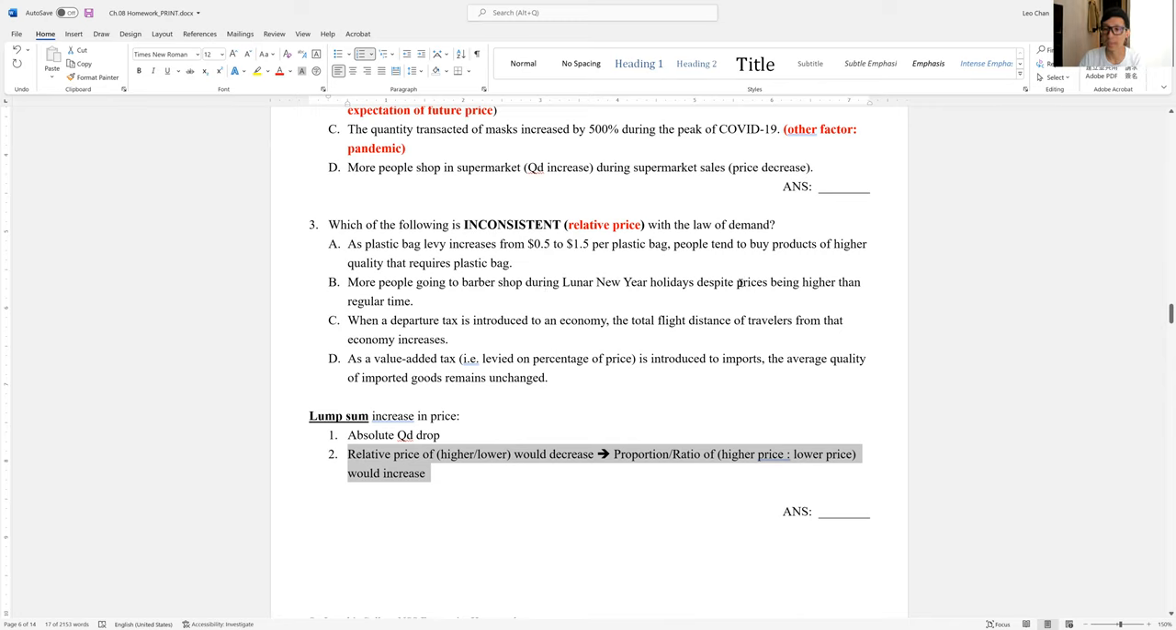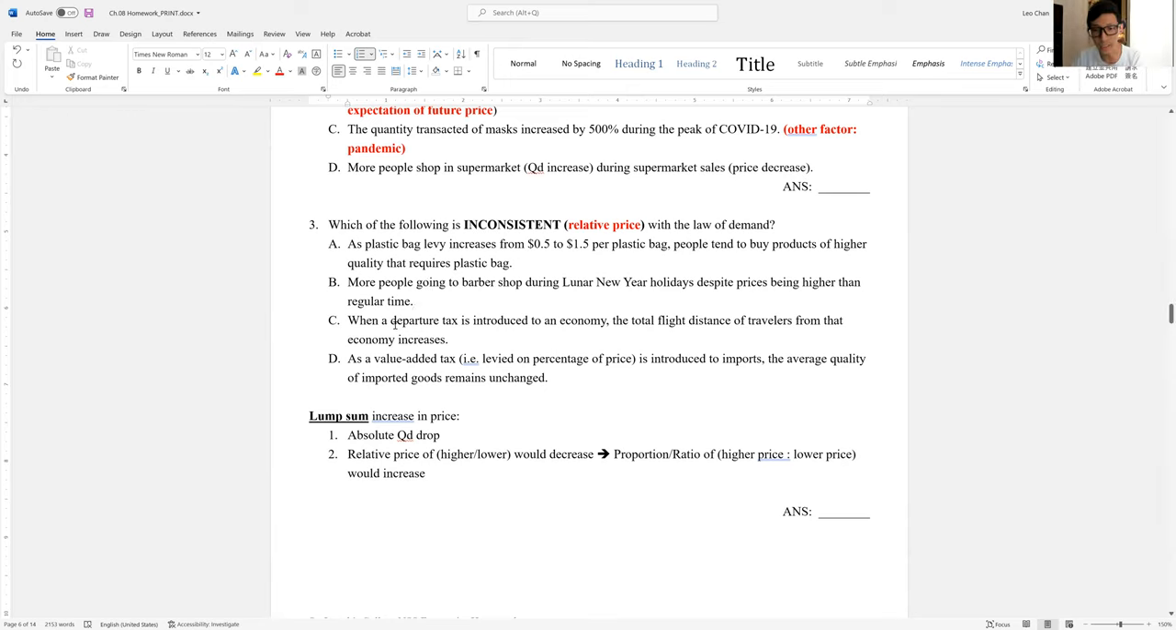New Year holidays, despite prices being higher than regular time. OK, 嗱呢個我哋上堂都講過啦，係咪啊？This is very normal。其實你成日都見到啊，係咪啊？This is consistent. But then I will talk about this after we're done with this question. There are two ways to explain Part B.